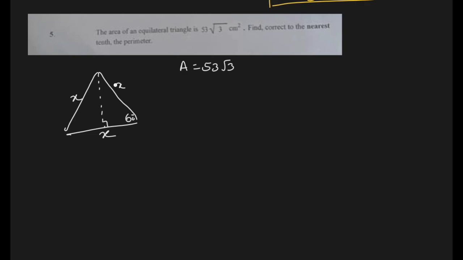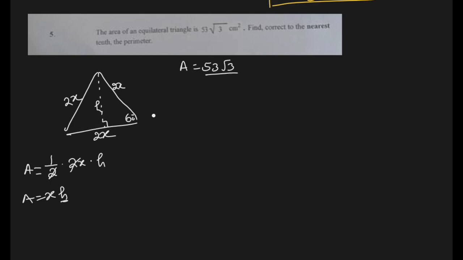Rather, for making it simple, let me assume this as 2x, not x, because halving it will be a little problematic. So this is what I will do. So what is the area in this case? Area is half base times height. Let's call it h. Right? 2 and 2 cancel. So area equal to xh, which is actually 53 square root 3.